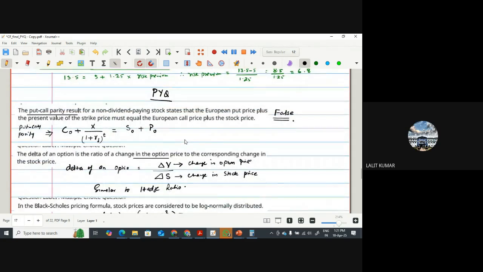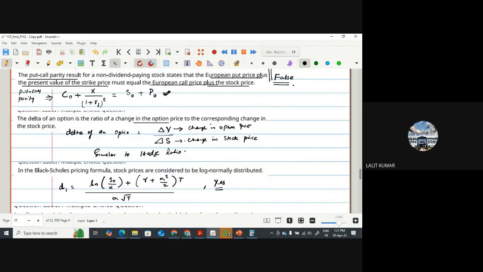Okay. So the question is: the put call parity result for a non-dividend stock is given. It states that the European put price plus the present value of the strike price must equal the European call price plus the stock price, which is wrong because as per the correct formula, this is the formula. So just by going through this formula, you will come to know it is false.